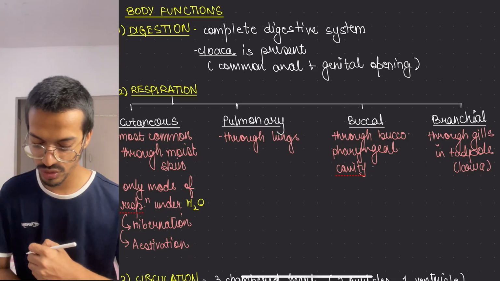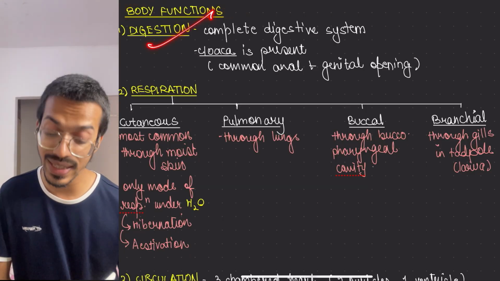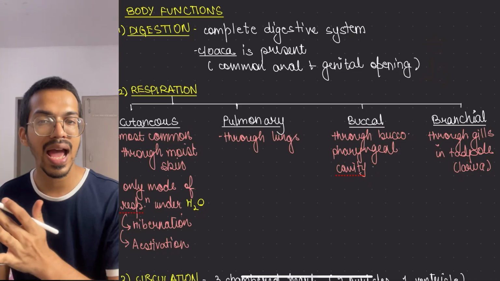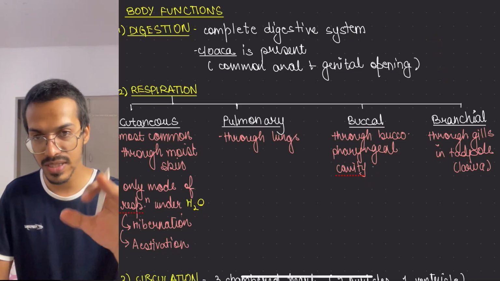Then comes the body functions. Digestion, it is complete. Cloaca is present in them, which is what, common urogenital and the anal opening is present in the cloaca.